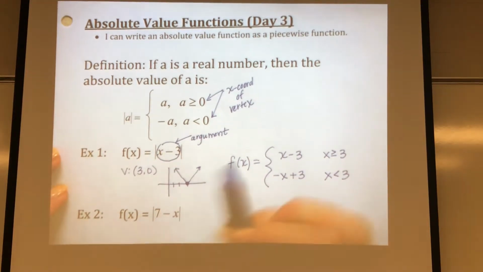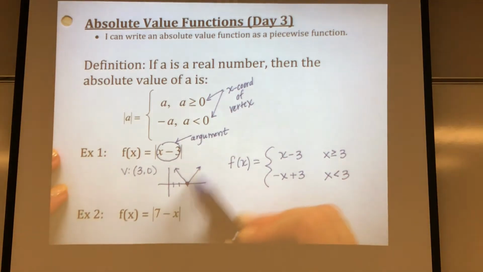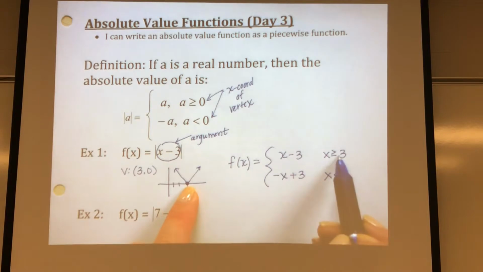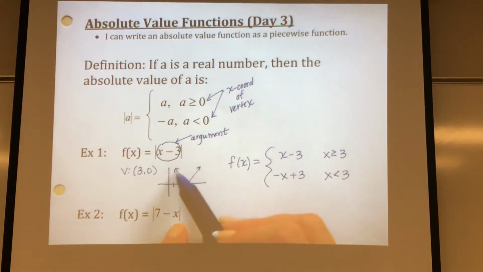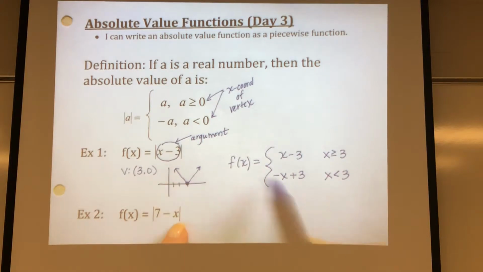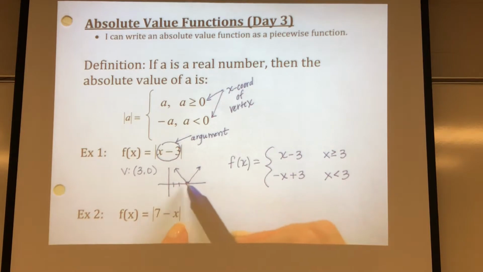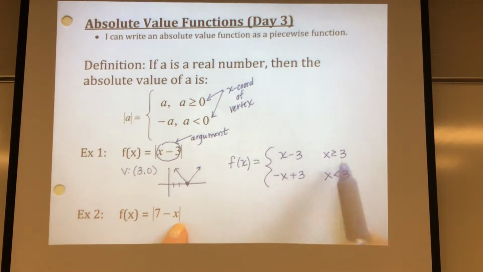What we just did is we described this part of the v, that's the part that's greater than 3, with the equation x minus 3. And then this line here, this ray, is the negative x plus 3. And that's what we're doing when it's less than 3. So we just took these two lines and wrote two different expressions for them defined on different domains.